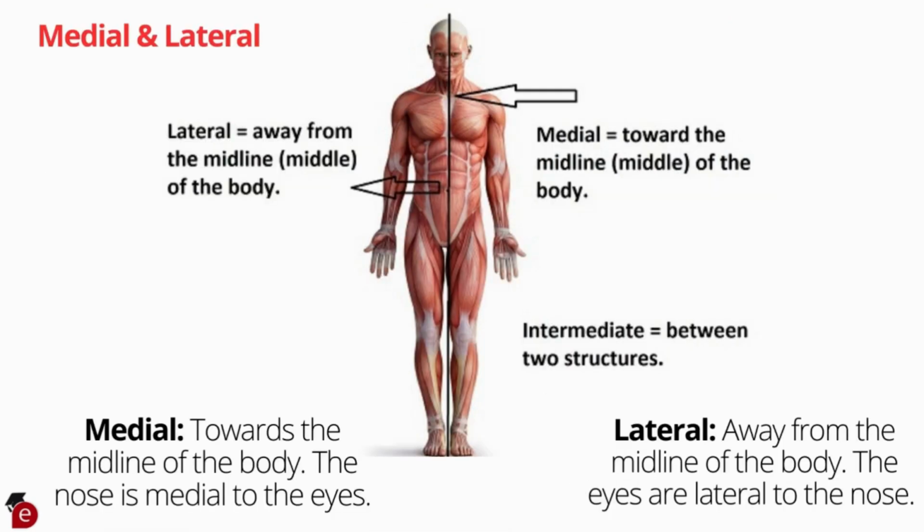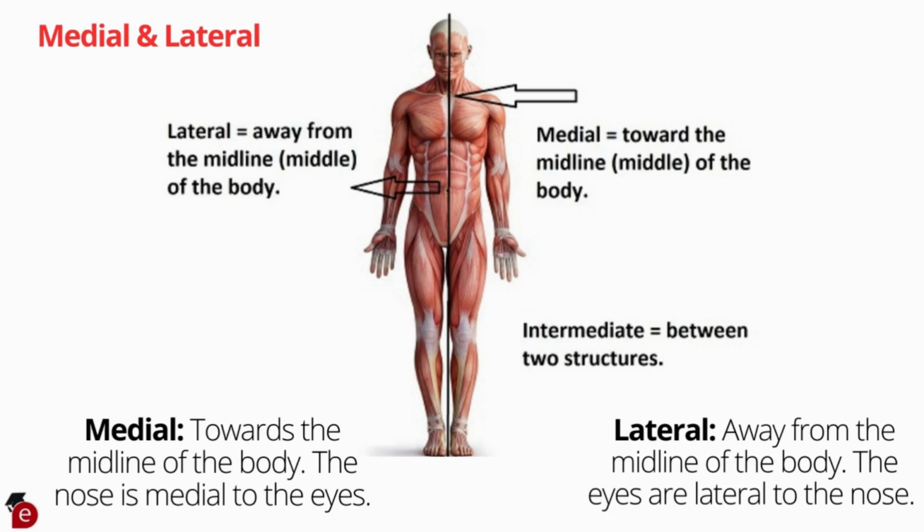Then we have medial and lateral. If you have someone standing in an anatomical position, and you have an imaginary line cutting all the way from the head to the toes, so that the line cuts the body into two equal parts, to the right and to the left, then you will have that line being the midline. It's also referred to as a sagittal line.